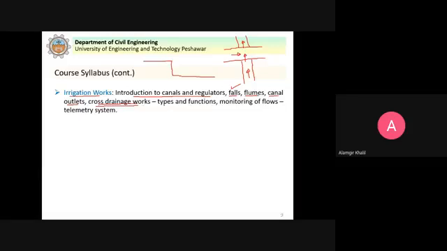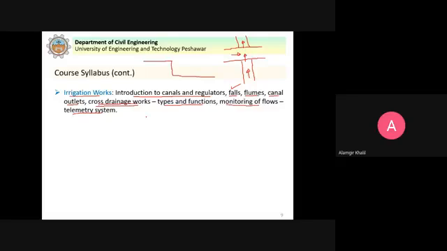So we will study about the types and their functions, and monitoring of flows, telemetry system, how we monitor the flow of water. So you already studied. The simple example to understand is, for example, you studied the stream flows in your hydrology course. So we measure the discharge at different points along the river or stream. For that purpose, you studied the different methods.